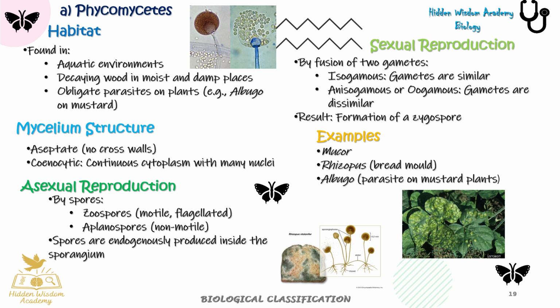Asexual reproduction. Spores are zoospores, motile and flagellated, and aplanospores, non-motile. Spores are endogenously produced inside the sporangium. Sexual reproduction is by fusion of 2 gametes. 1. Isogamous means the gametes are similar. 2. Anisogamous or oogamous means the gametes are dissimilar. As a result, a zygospore is formed. Examples: Mucor, Rhizopus, bread mold, Albugo, a parasite on mustard plants.